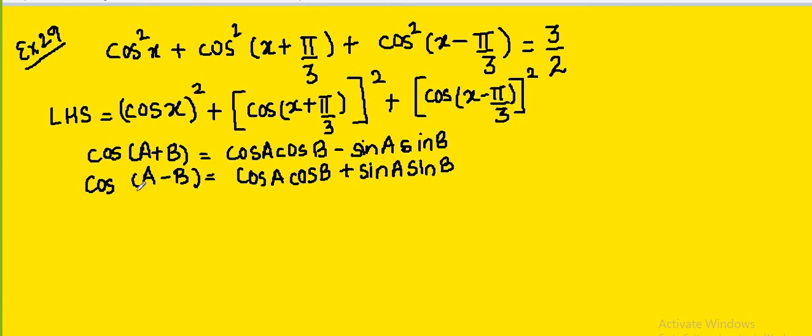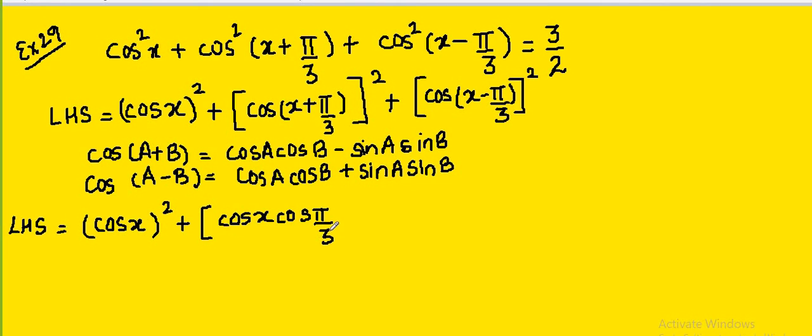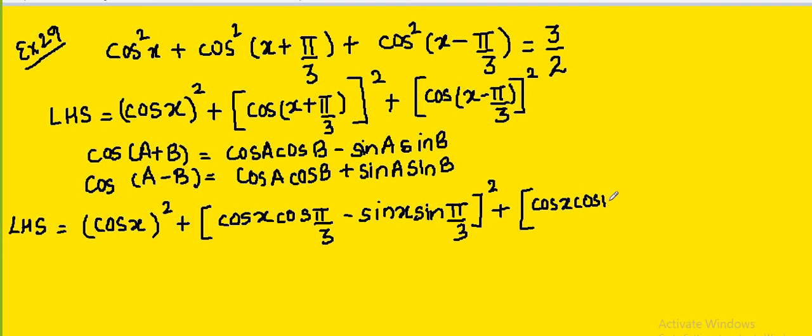So applying cos a plus b and cos a minus b, we have LHS as cos x whole square plus cos x cos pi by 3 minus sin x sin pi by 3 whole square plus cos x cos pi by 3 plus sin x sin pi by 3 whole square.